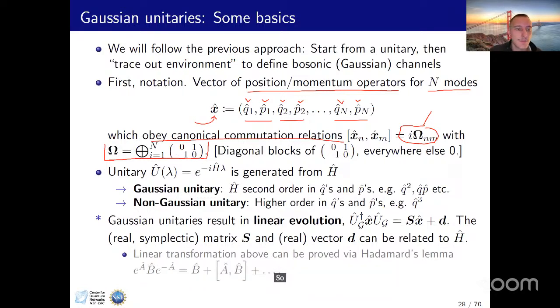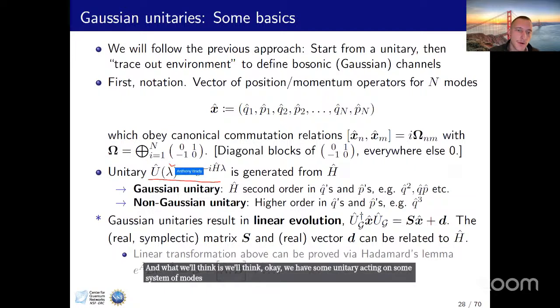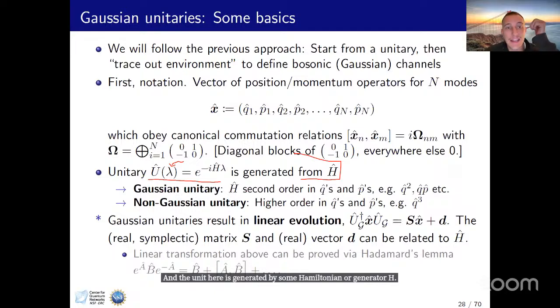So now we have a system of bosonic modes. And what we'll think is, okay, we have some unitary acting on some system of modes, and it's described by some parameter lambda. This could be time, this could be space, this could just be some parameter that I'm just giving you. And the unitary is generated by some Hamiltonian or generator H.